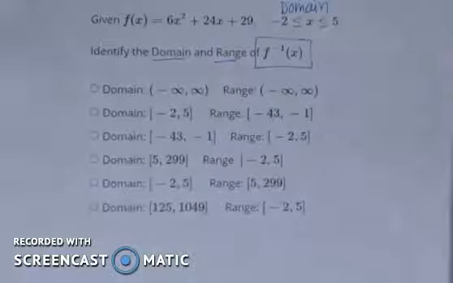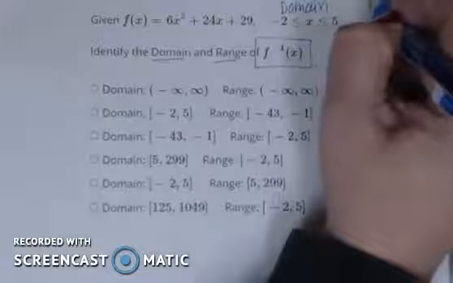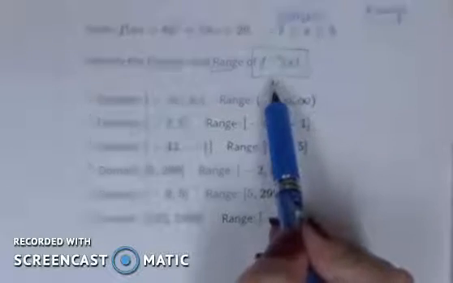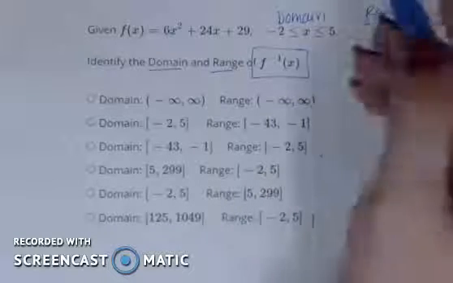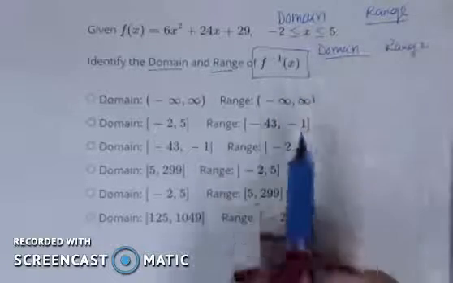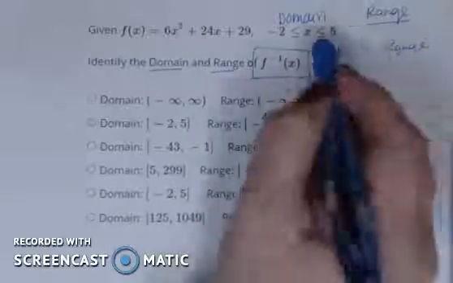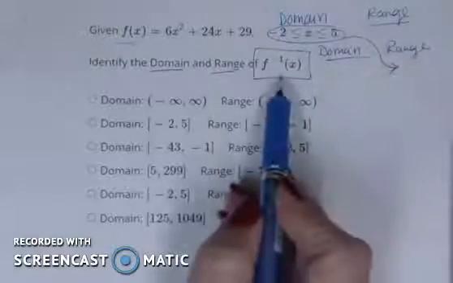So things that you remember from the lecture and the content, you remember that when you're finding the inverse, you're switching x and y's. So that means your domain of your original function becomes the range of your inverse function, and your range of your original function becomes your domain of your inverse function. So if I'm trying to find the domain and range of f inverse, I don't necessarily want to create f inverse. I just want to swap out the x's and y's. So this domain of f of x will become the range of f inverse.